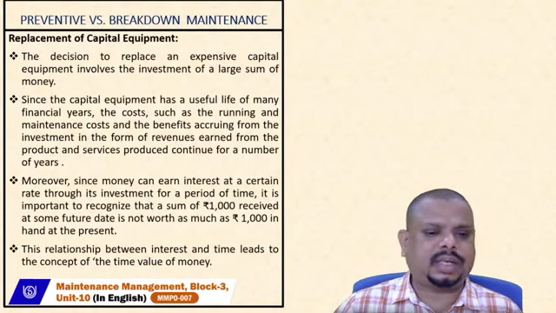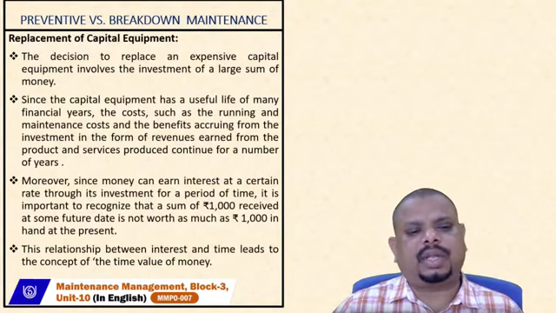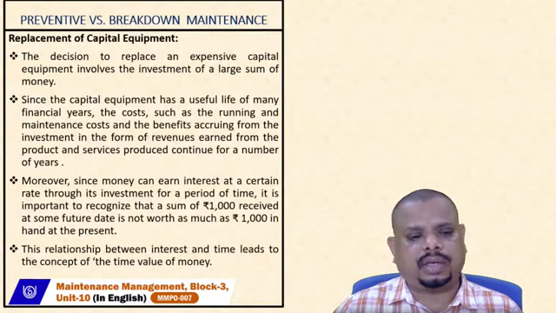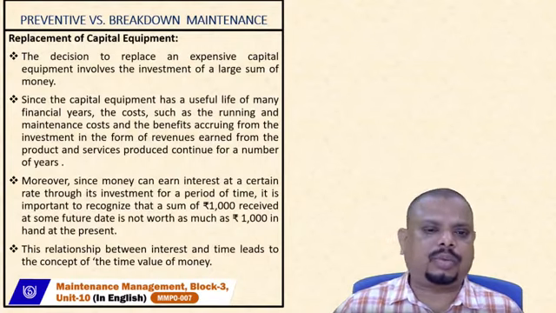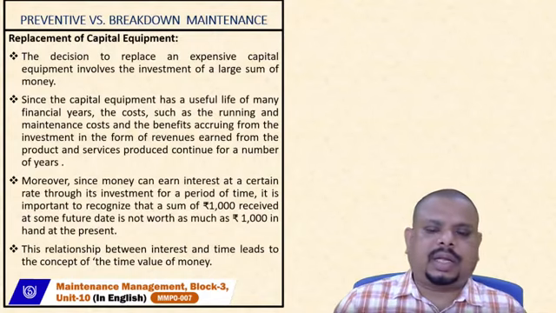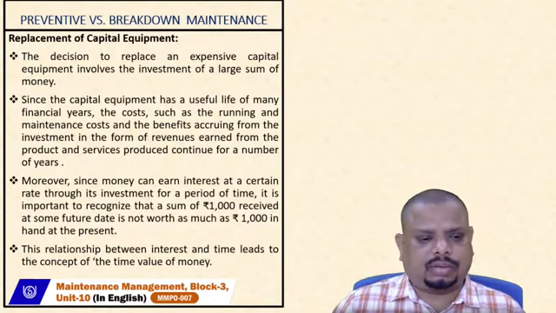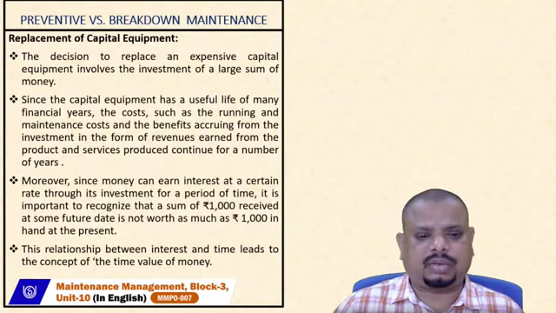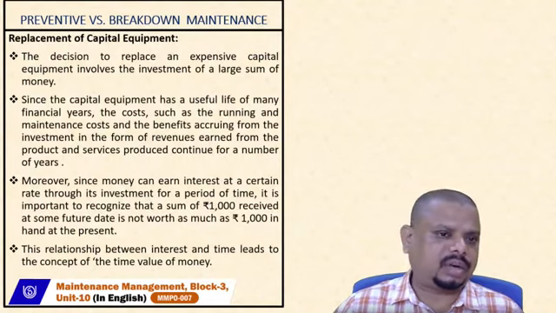Moving to the next one, let's take a small example. Since money earns interest at a certain rate through its investment over a period of time, it is important to recognize that a sum of rupees 1000 received at some future date is not worth as much as 1000 in hand at present. So suppose a company invested 100 rupees for a spare part for expensive capital equipment, and after 10 years they can earn the same amount. That is not profitable, and that is known as a decision for replacement of capital equipment.